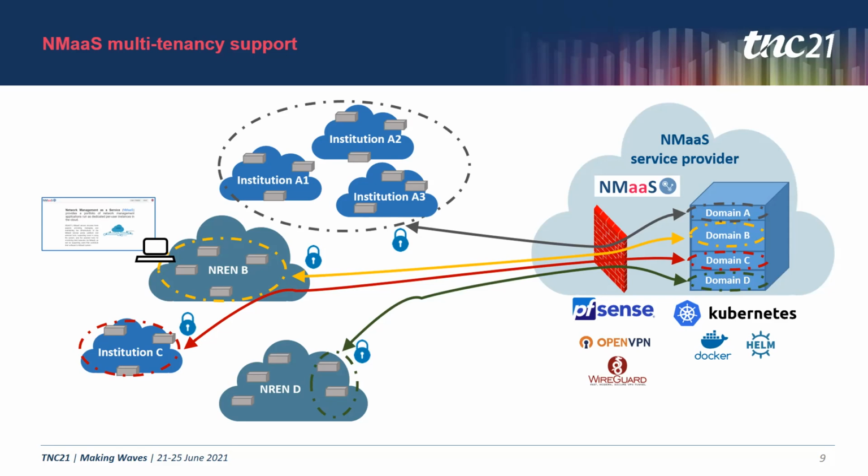consisting of the Kubernetes cluster on which we are setting up dedicated tenant domains in which we are deploying Dockerized applications using Helm. We also support a firewall appliance that is used to set up dedicated VPN networks between the infrastructures that are being monitored and the applications that are being deployed centrally in the NMaaS cloud.